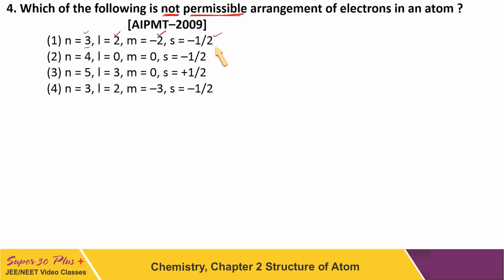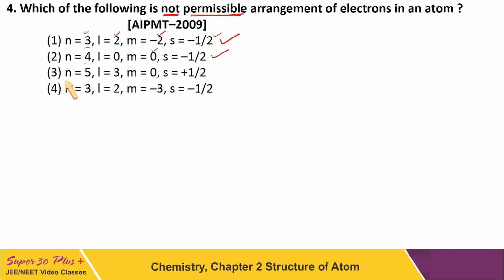So overall this set is correct. There is no problem with this set, and this set is permissible. Now another set. If the value of principal quantum number is 4, azimuthal could be 0, 1, 2, 3. Here it is 0, so it is allowed. If azimuthal value is 0, then magnetic will also be 0. So this is also allowed. And S is plus minus half again, which is correct. So this set is overall correct.